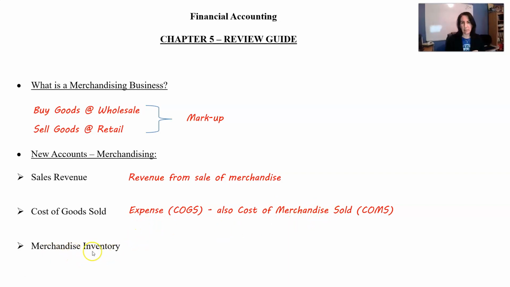The other one, as I said, was inventory. We haven't had inventory yet, right? We haven't been selling products. Well, now we are. So merchandise inventory is going to be referred to as the inventory we're holding for sale. It is a current asset and it lives on our balance sheet. All right. Sales revenue and cost of goods sold, they live on the income statement.